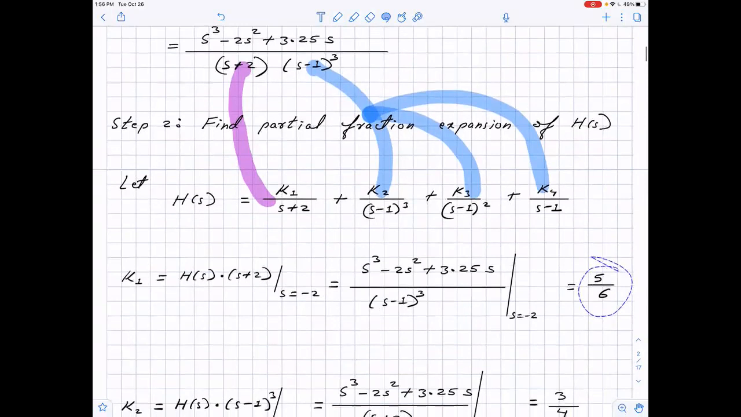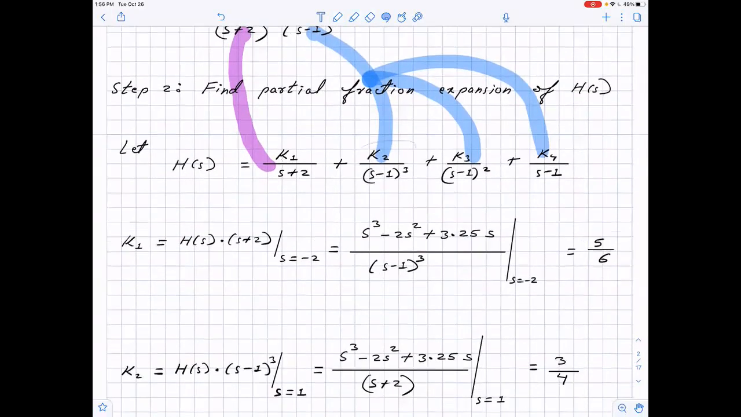And finding the value for k2 is similar. We start with h of s, multiply that by the factor associated with k2, which is s minus 1 cubed, and then we evaluate the result at s equals 1, because that is where the pole associated with the factor s minus 1 is. So we plug in s equals 1 and we get the value for k2, and it is 3/4.